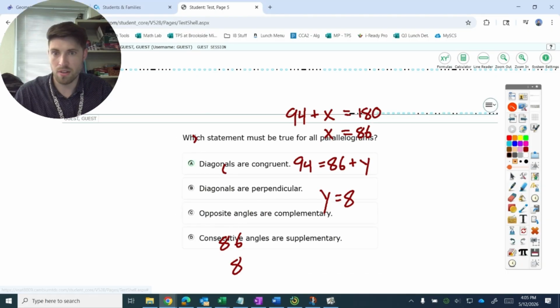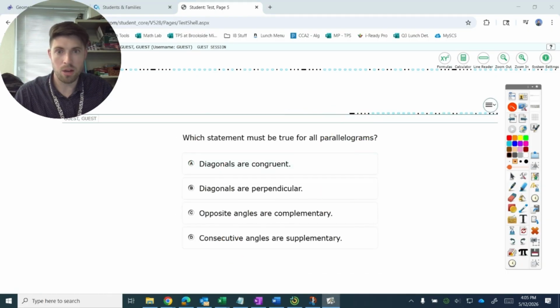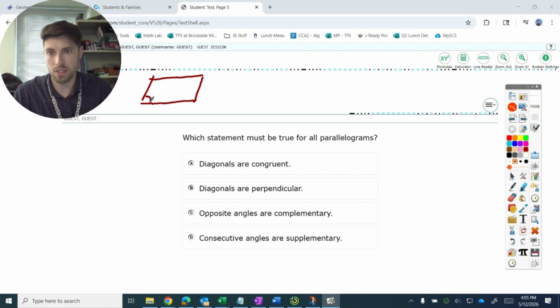Question number 5. So in question number 5, we're talking about parallelograms. And so for this one, you're going to have to kind of remember some of the special relationships that are things that happen between particular ones, right? So for a general parallelogram, what we know is that opposite angles are congruent, opposite sides are congruent, and then the diagonals bisect each other. So that's going to be true for any parallelogram.